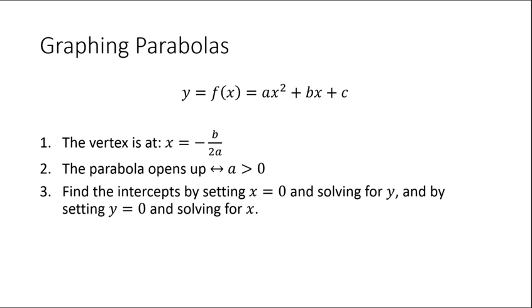So the very last topic for graphing is just a little bit about graphing parabolas. So parabolas are second-order polynomials, as you see here. And we know that the vertex, which is the point where the parabola switches directions, is going to be located at the x value of -b over 2a.